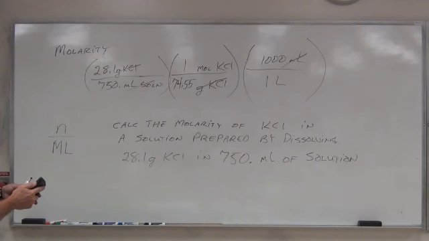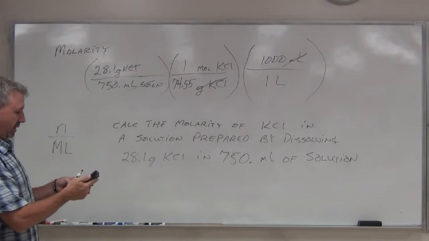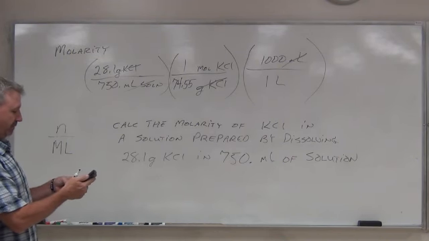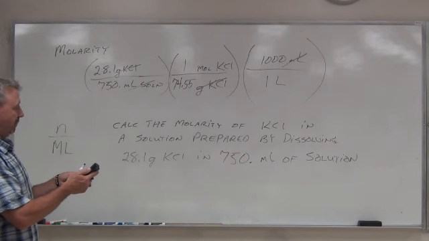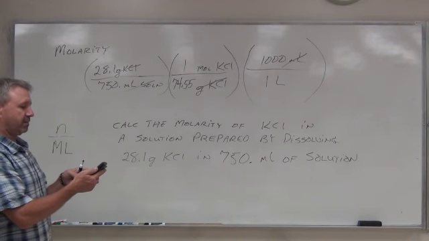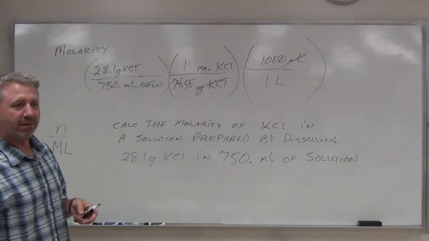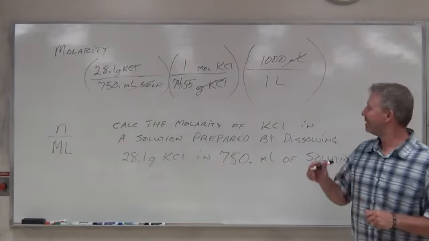Now I'm just going to go one set of keystrokes. 28.1 divided by 750, divided by 74.55 times 1,000 equals 0.503.